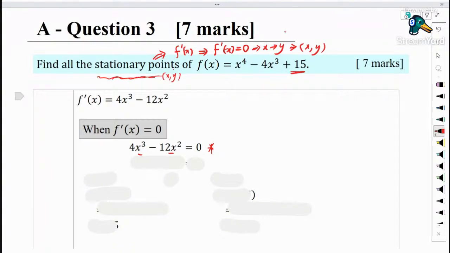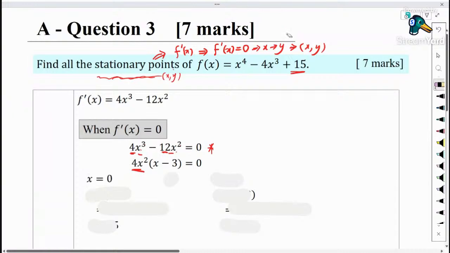In here, the common factor on the constant will be 4. 4 and 12, the common factor is 4. x^3 and also x^2, the common factor is x^2. So we just factorize 4x^2 out. So we have 4x^2 multiplied by (x minus 3). Then this is equal to 0. From 4x^2, you're able to get the x value equal to 0. And at the same time, we also have another possible x value where x equals 3.